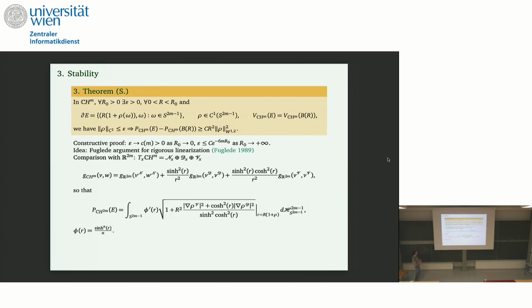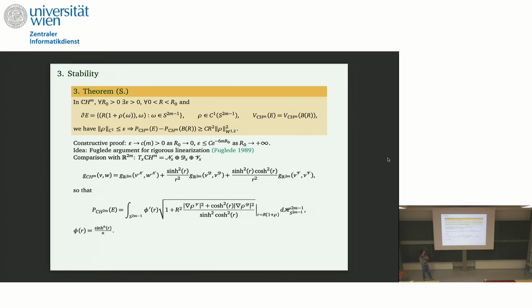Right? And so essentially that's the theorem. So you are in the complex hyperbolic space, you fix a big radius R0, and then you have a uniform epsilon, so that for every R less than R0, and all perturbations of the sphere with some profile function rho, with rho that has a small enough C1 norm, then you can control the isoperimetric gap by some constant times R squared and the W12 or H1 norm of the perturbation.